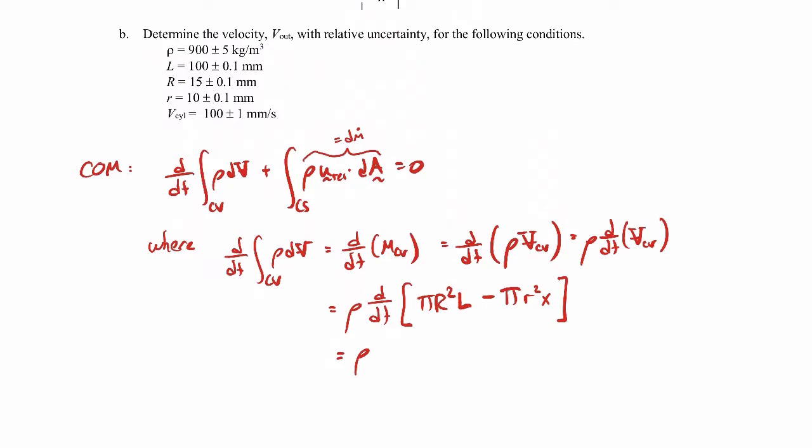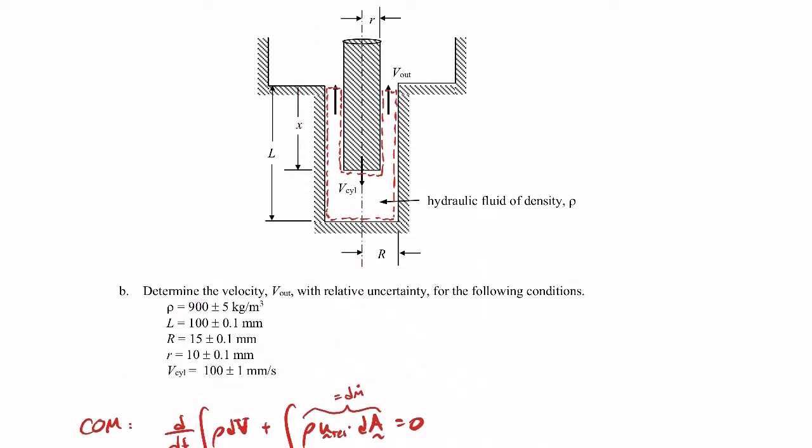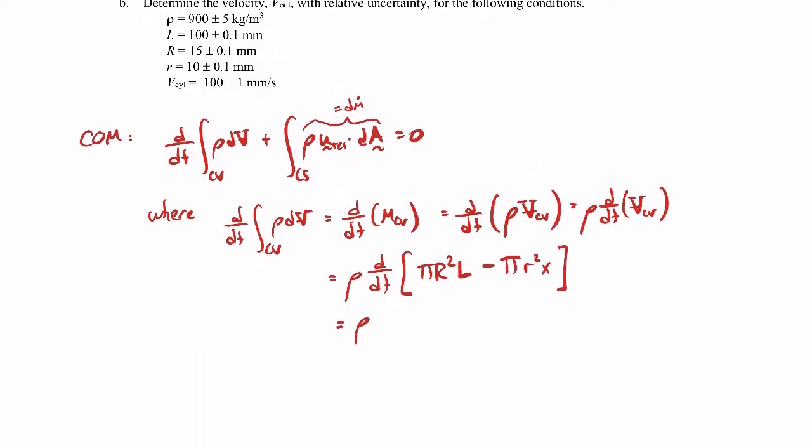But what does change here is the x. The little r, again, doesn't change. It's part of the geometry. But x does change because the distance that it's moving down here will change with time. So when I take the derivative, I'm going to get the following. A minus pi, oops, I should keep the rho out front. Minus rho pi r squared times dx dt. So that's how the mass inside the control volume changes with time.